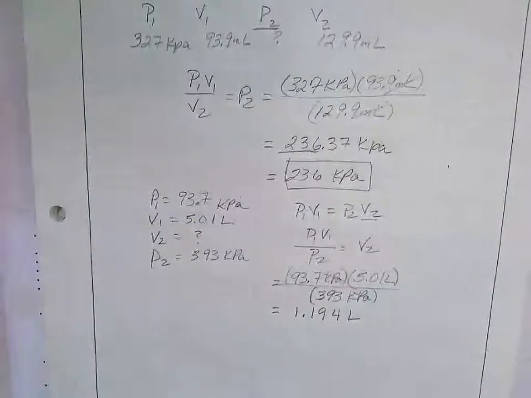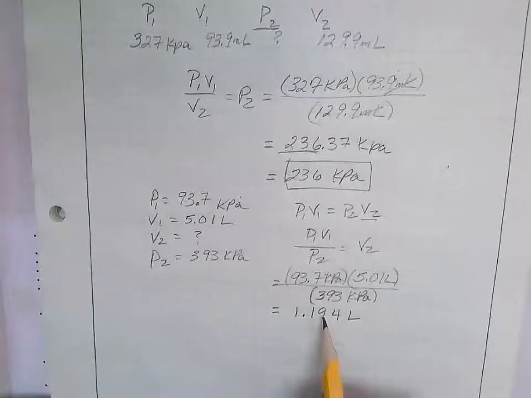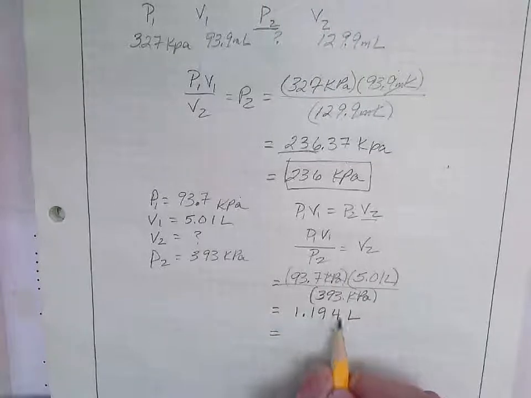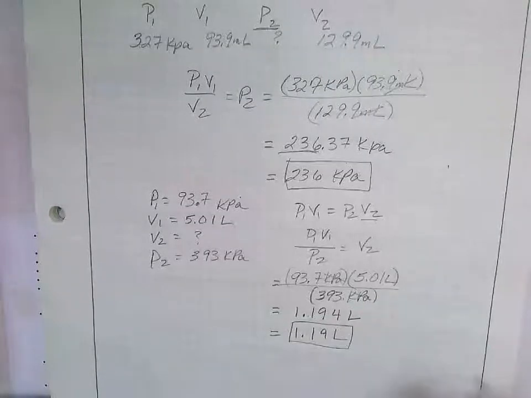And now I look at my significant figures, and I have 3 here, 3 here, and 3 here, so my answer will have 3, so that's 1, 2, 3. The 4 says I just round it off, and I get 1.19 liters.